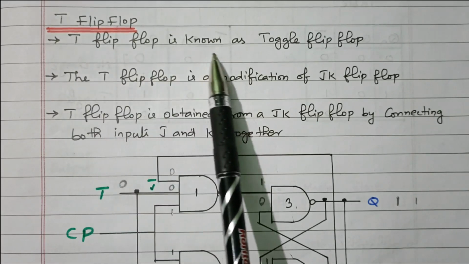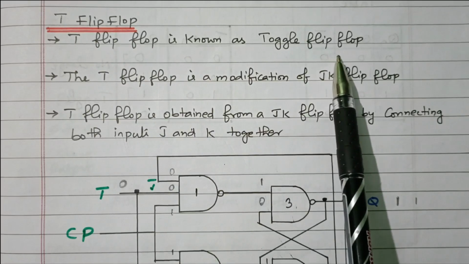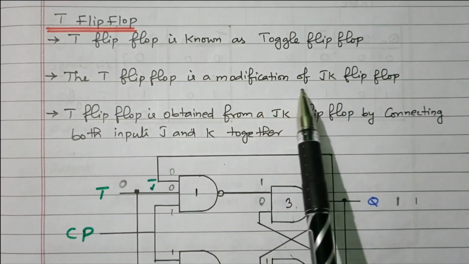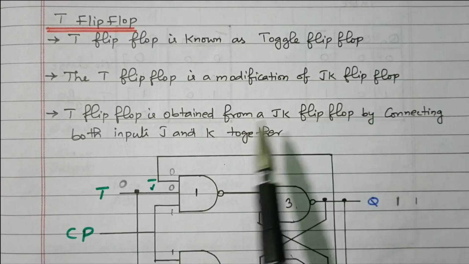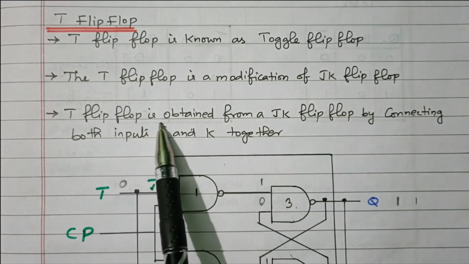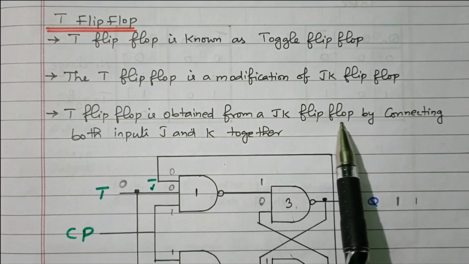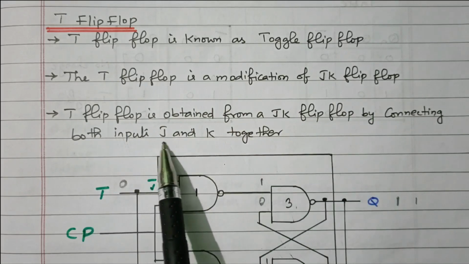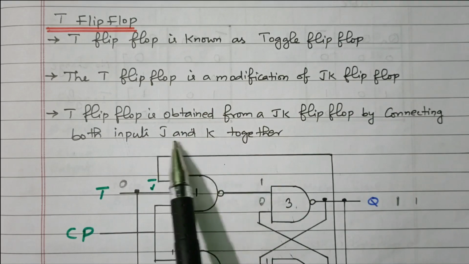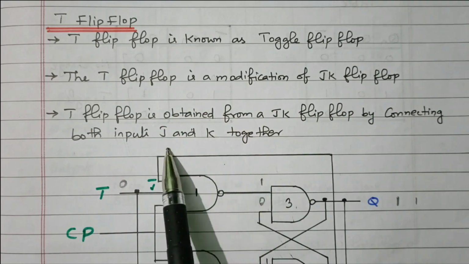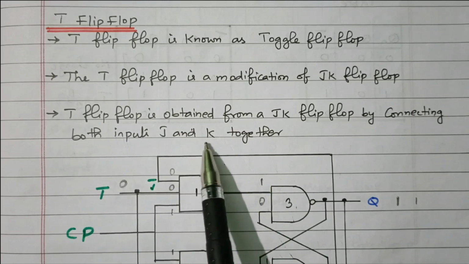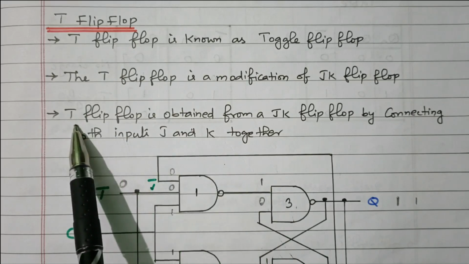T flip-flop is also known as toggle flip-flop. Output is toggled. This T flip-flop is a modification of JK flip-flop. That is, T flip-flop is obtained from a JK flip-flop by connecting both inputs J and K together. J and K get the same input. That is nothing but T flip-flop. If we give the same input to J and K inputs, that is the T flip-flop.